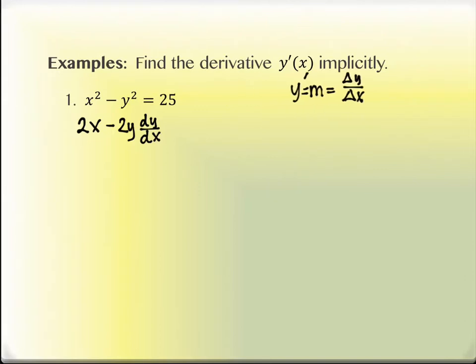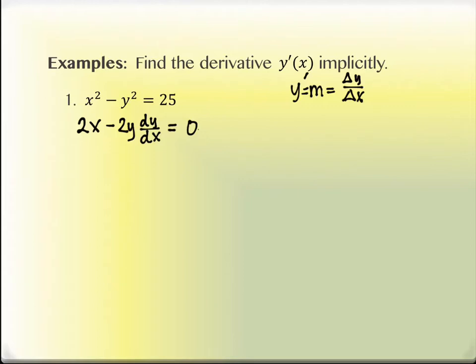Now here's what's left. We've got equals 25. So what is the derivative of 25? 0. So this is actually really clean derivatives. I mean, we just have power rules, right? x squared, 2x, y squared, 2y dy dx.